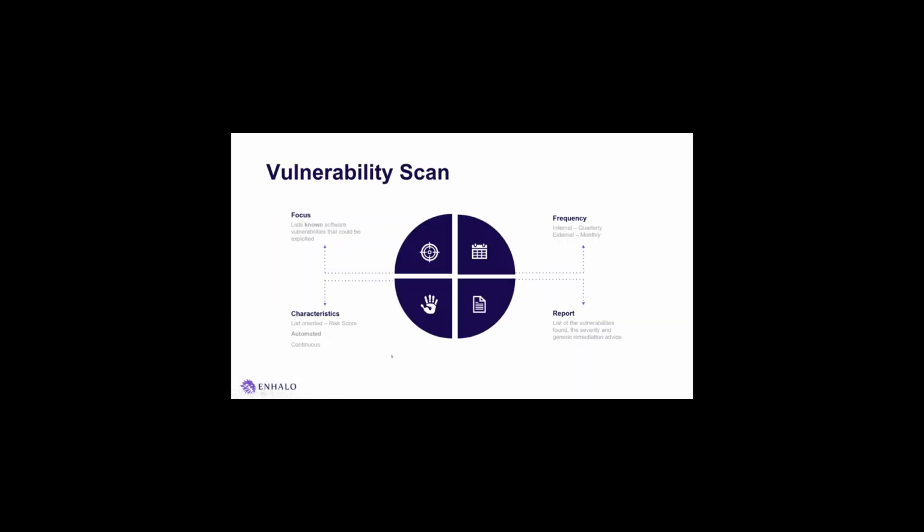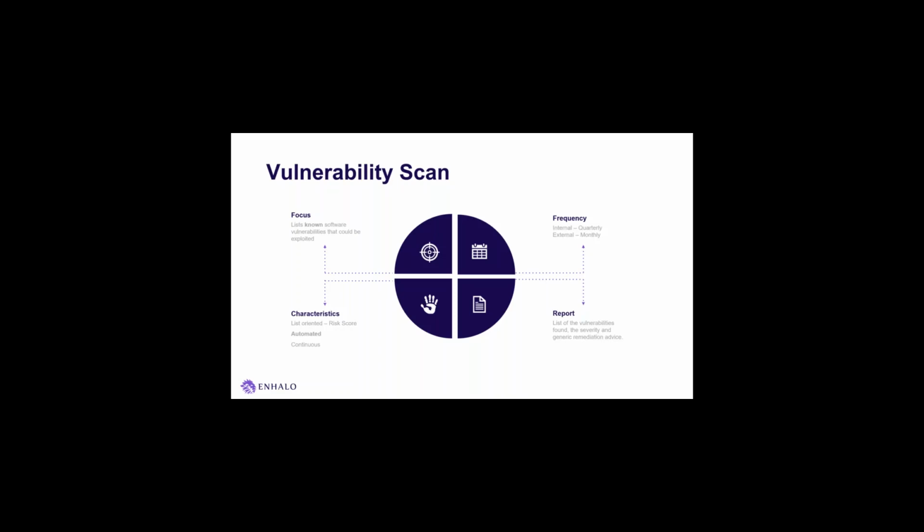So what are some of the things which make up a vulnerability scan engagement? The focus of the vulnerability scan is to list known software vulnerabilities that a potential threat actor could exploit. As the scan is run using tools, these tools can be automated and can be run continuously to gain a continuous security posture against your IT environment.